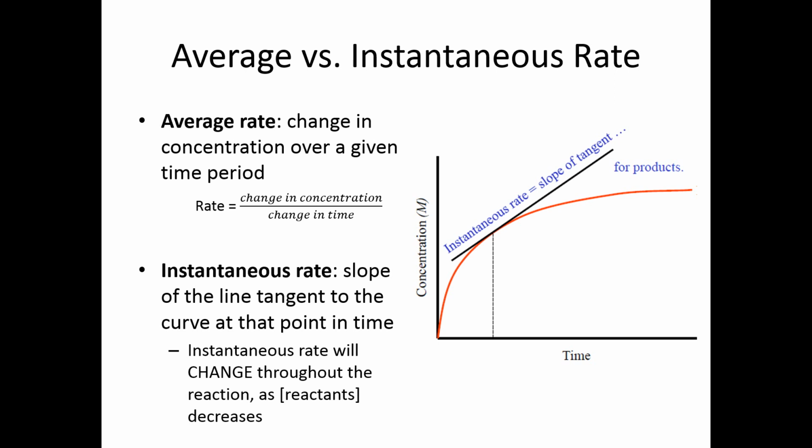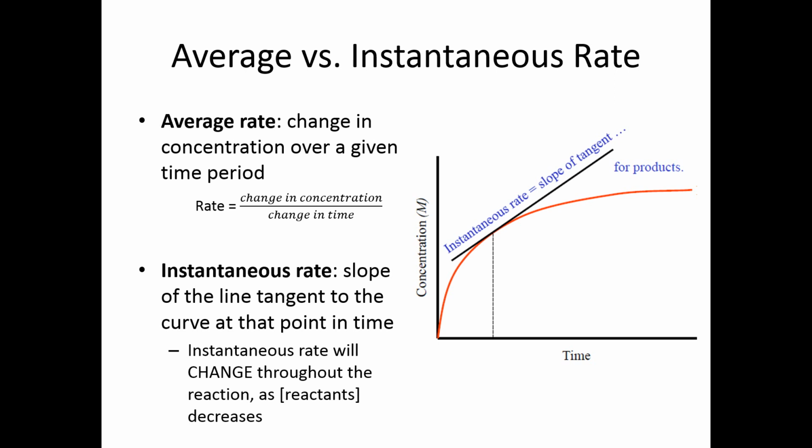You could also look at the instantaneous rates, and that would be, if we're looking at our car analogy, like how fast you're going at a given point in time. Sometimes you're going faster, sometimes you're going slower. When you're looking at this graphically, concentration versus time, the instantaneous rate is the slope of a line tangent to the curve at that given point in time. And the instantaneous rate is going to change throughout the reaction.